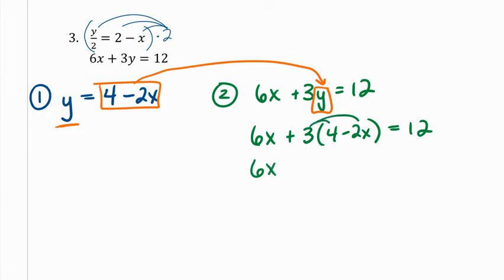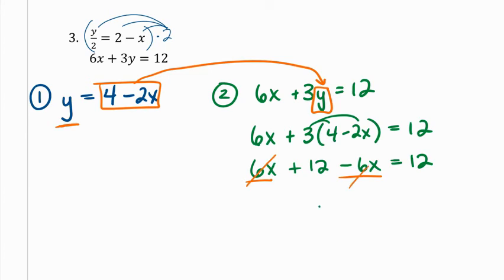So then I get 6x. 3 times 4 is 12. 3 times negative 2x is negative 6x. Are my x terms on the same side of the equation or on opposite sides? Same. They're on the same side of the equation, so I can just combine my like terms. I don't need to do inverse operations there. So a positive 6x and a negative 6x make 0x, which is just 0. So they're just gone.